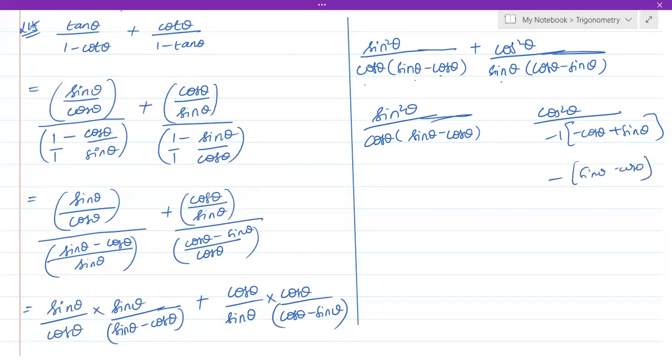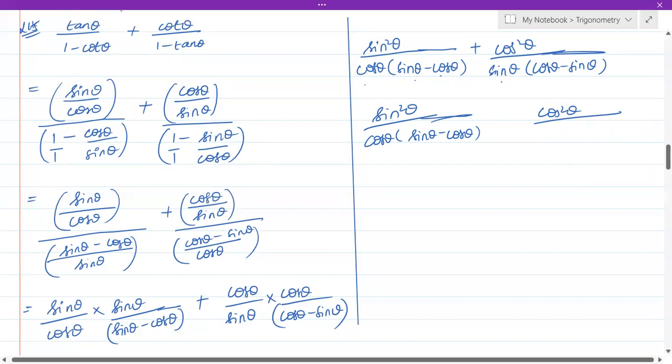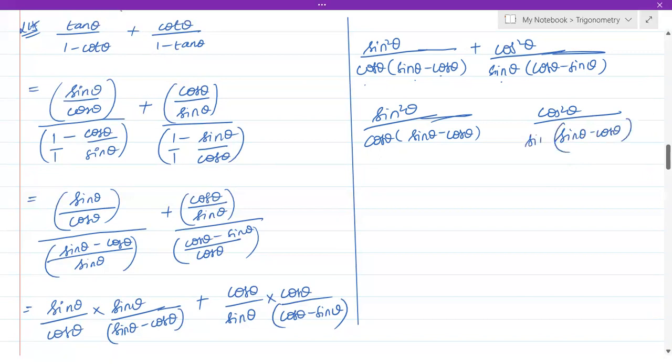And this minus 1, which is in the numerator, plus into minus will become minus. That's the logic. But let's remember it in a very simple way. If you are changing this to sin theta minus cos theta, and what is multiplied to it, sin theta, this sign just changes to minus.